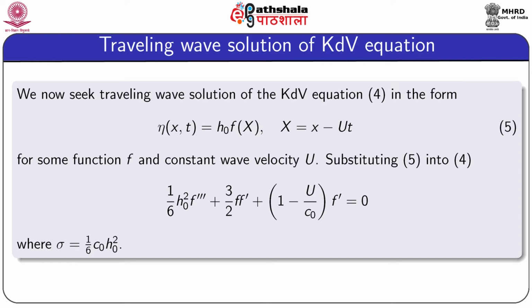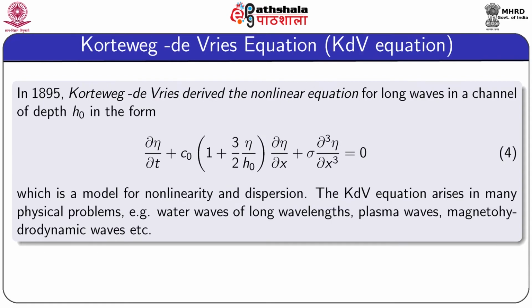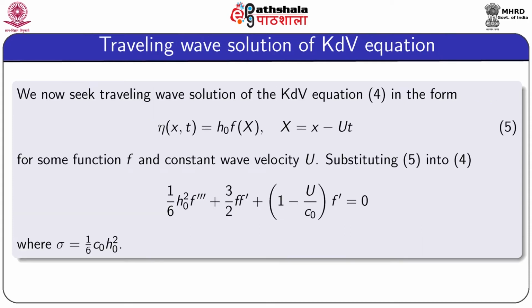Now, we substitute 5 into equation 4, that means into the nonlinear KdV equation, and we get (1/6) h0 square f''' plus (3/2) f' plus (1 minus u by C0) f' equals 0, where f' denotes the derivative of f with respect to capital X.